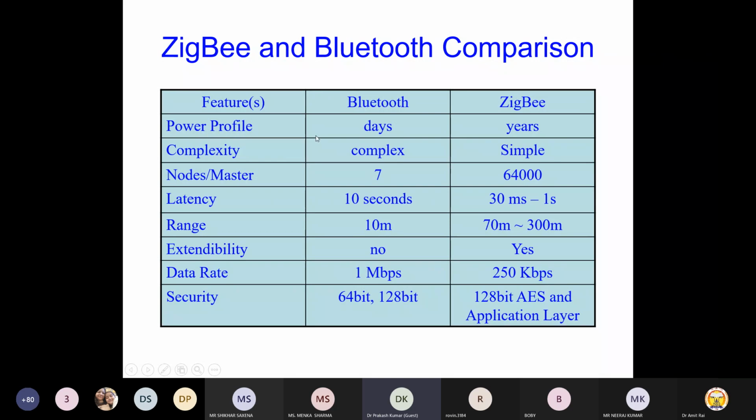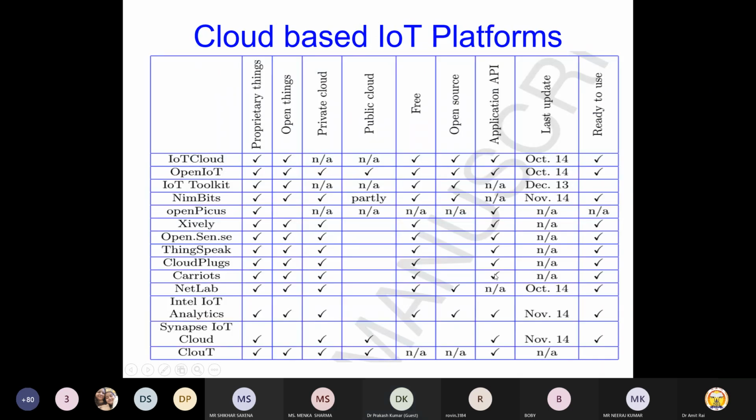So power profile: if you look at Bluetooth solutions, they last for days, but here Zigbee lasts years. So you can deploy the devices and forget them for years to come. Bluetooth is a little bit more complex, but this one is simple. And how many nodes? As I told you, 64,000 nodes can be connected, whereas in Bluetooth it's limited to not even double digits, and so on. So these are the trends.